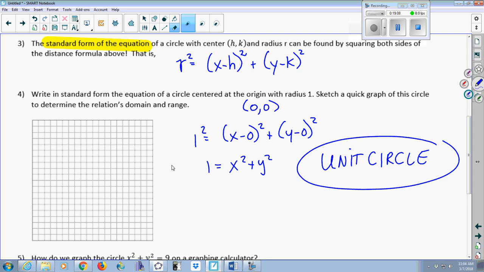So let's do a quick sketch. You just put an x and y axis through, and we're going to look at the domain and range of the unit circle. I'm going to let every 5 of these be 0.2, just so I'm not drawing a teeny weeny circle here. So here's my center, 1, 2, 3, 4, 5. Here's 1 comma 0. Here's 0 comma 1. Here's negative 1 comma 0. 0, negative 1. Not too bad. All right, so there's my unit circle.